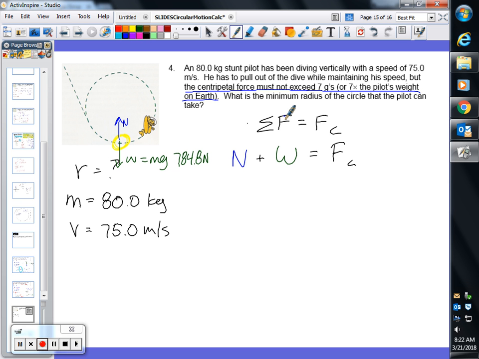That was good. So in this case here, what we're saying is that this pilot cannot experience a normal force greater than 7 times 784.8. Okay? Does that make sense? Because that is 7 G's.